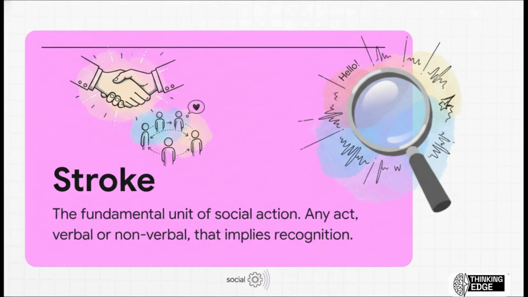And that currency, that's what Berne called a stroke. Now, a stroke can be anything. A simple hello, a compliment, a pat on the back, even a nasty comment. Whether it's positive or negative, we're constantly trading these little units of recognition just to feel seen, to feel like we exist. They are literally the fuel for our social engine.